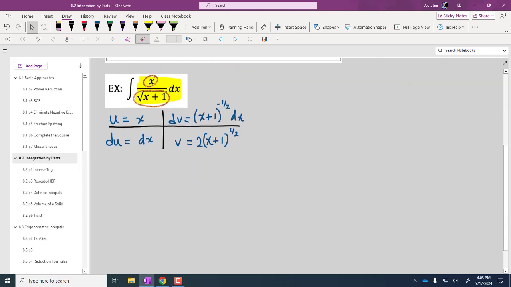So let's take a look now. Okay, so there's our recipe. That's our ultraviolet voodoo recipe. There's the voodoo. So now let's do the voodoo. So UV is this main diagonal, U times V. So it's going to be x times 2. I'll write that as 2x, and then the square root of x plus 1. So there's the UV. Minus the integral of the bottom row.